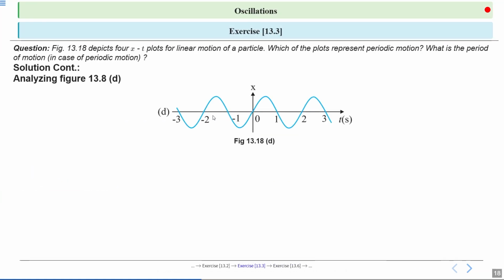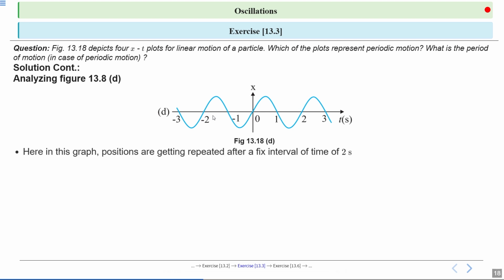Now, analyzing figure 13.8d. If we look at the graph, we can see that the position repeats every 2 seconds. That means the period of this motion is 2 seconds. The period is the time it takes for one complete cycle of motion, and here it's clearly marked by the repeating pattern every 2 seconds. So, figure 13.8d represents periodic motion with a period of 2 seconds. This is a classic example of how to identify periodic motion just by looking for repeating patterns in a position-time graph.